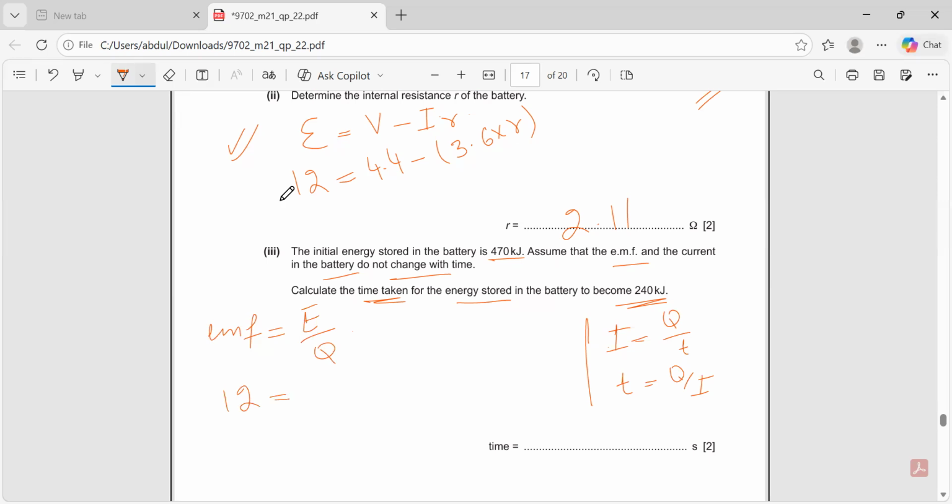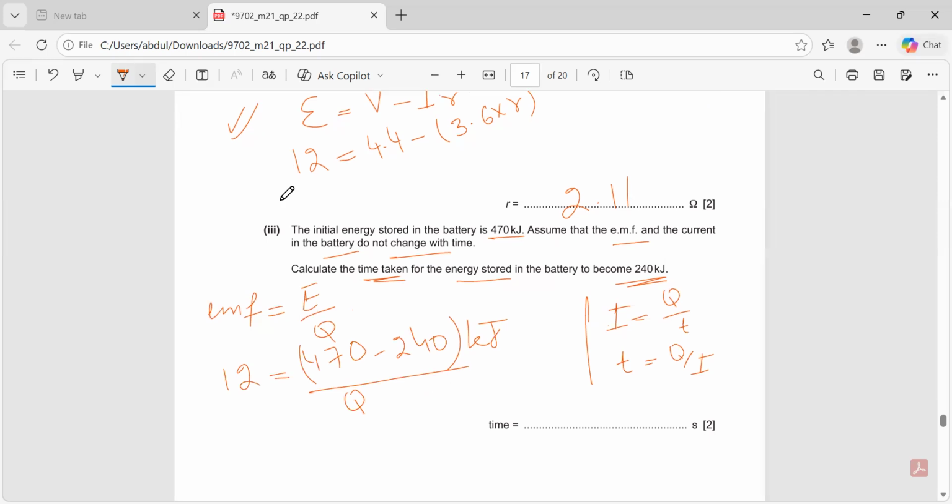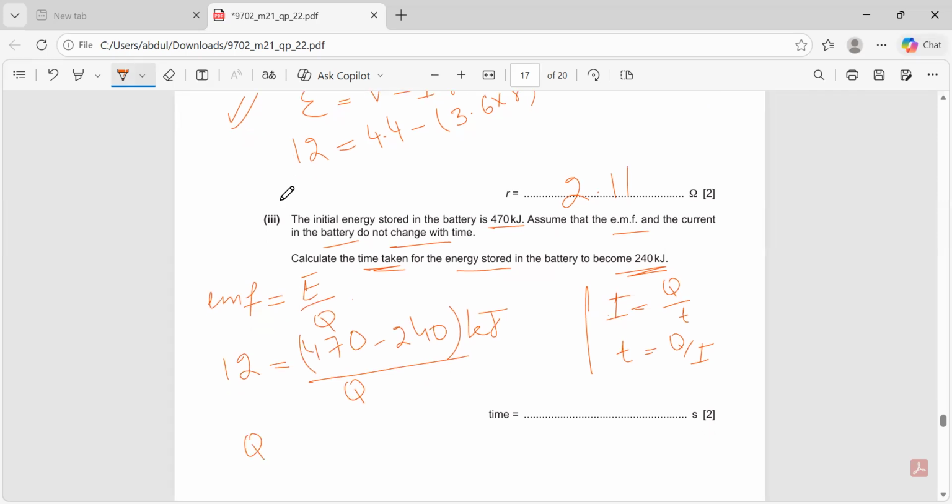Energy transferred, see, from 440 to 240 kilojoules. Be very careful. Don't forget to write here kilo, over Q, my dear sons. And when we make Q the subject of the equation, we are going to get 19166.7 coulombs. So now we have charge.